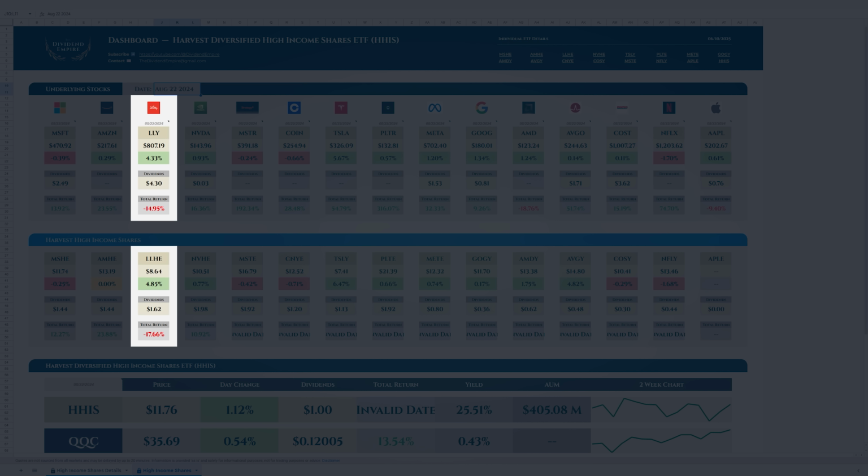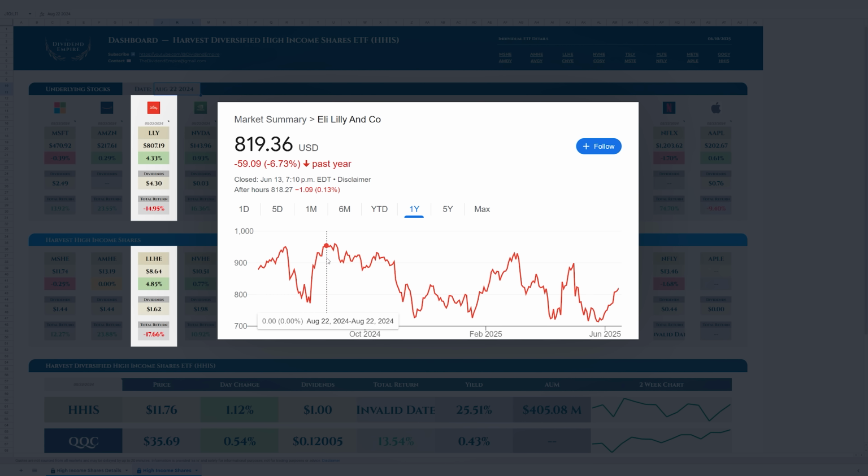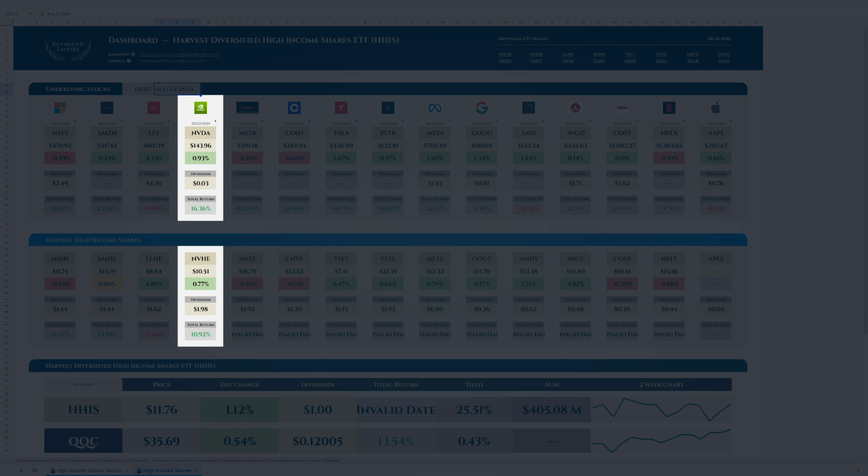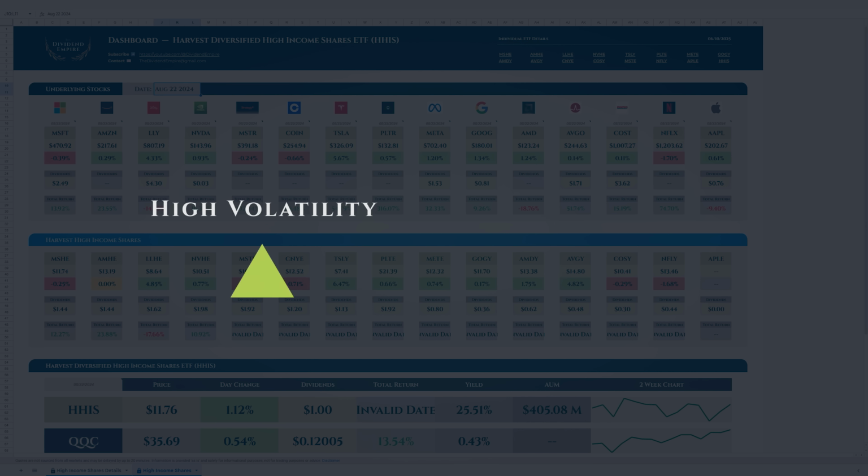Then for Eli Lilly, we see the underlying at negative 14.95%, and then the covered call ETF down by negative 17.66%. If we look at the stock chart, this ETF literally launched at the 52-week highs before declining to where it is now. And finally for Nvidia, we have the underlying stock at 16.36%, while NVHE is at 10.92%. This does make sense because of how volatile Nvidia can react to market news. And because of this volatility, it receives higher options premiums when it comes to covered calls, and is able to pay a higher yield than the others.